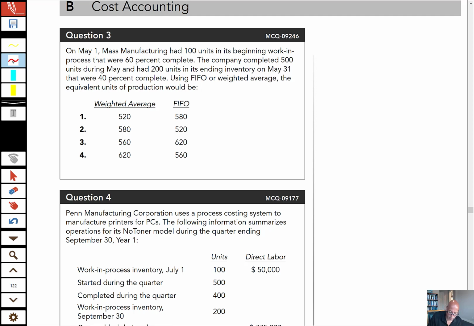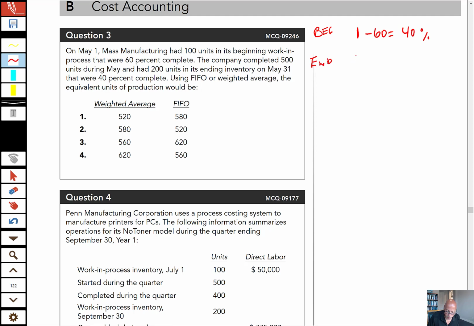Now, right away, I'm thinking, okay, if they were 60% complete at the beginning of the year, 1 minus 60% means that I'm going to complete what? 40% of that work this year on those, okay? The company completed 500 units during May, and 200 units in its ending inventory May 31st were 40% complete, okay? So this is for the beginning. For the ending inventory, what?